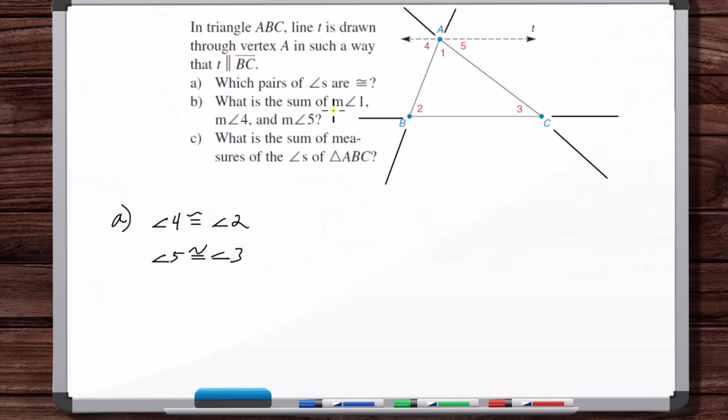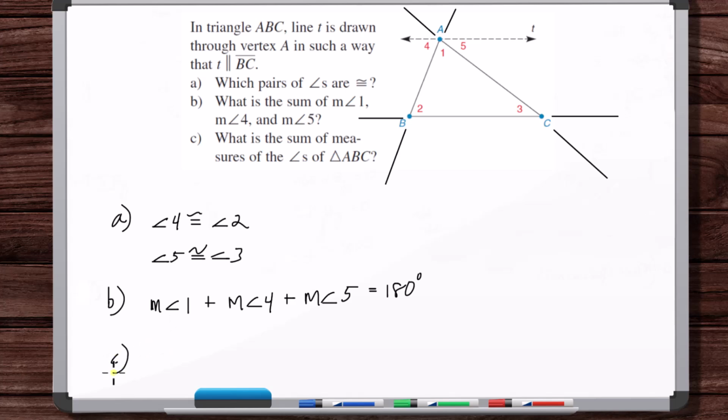What is the sum of the measure of angle 1, measure of angle 4, and measure of angle 5? Well, you don't call that supplementary. That's just a relation between two angles. But the measure of angle 1 plus the measure of angle 4 plus the measure of angle 5, we can see that's a straight angle.